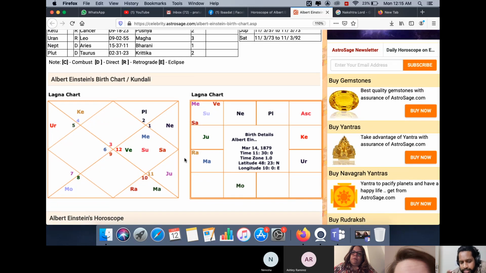So Mars represents physics. Rahu represents inventions, something new. So where has he done the inventions? Basically, he has not done any invention. He has just done the discoveries. He has just rediscovered things. He has just given the hypothesis.